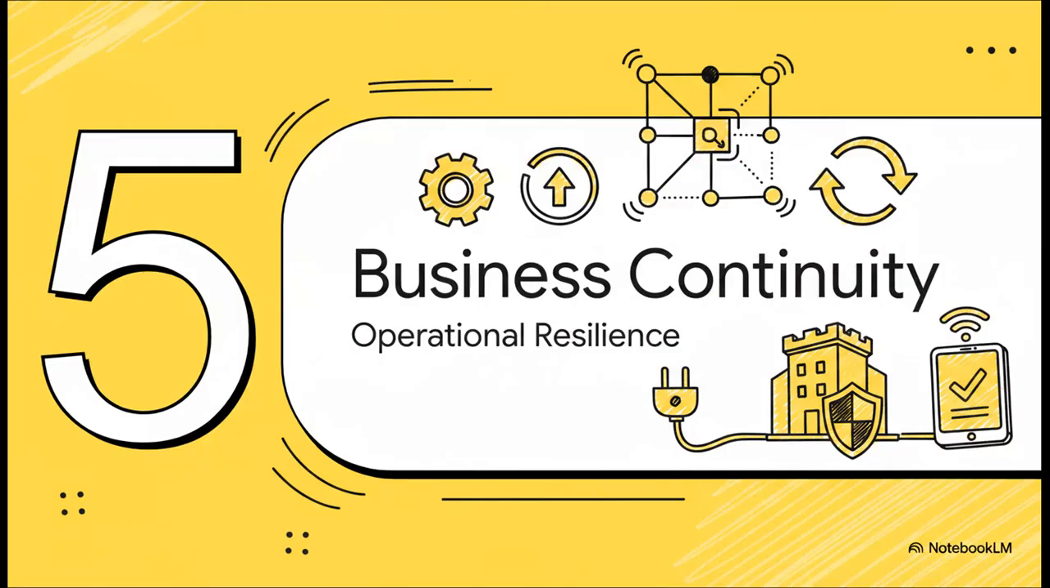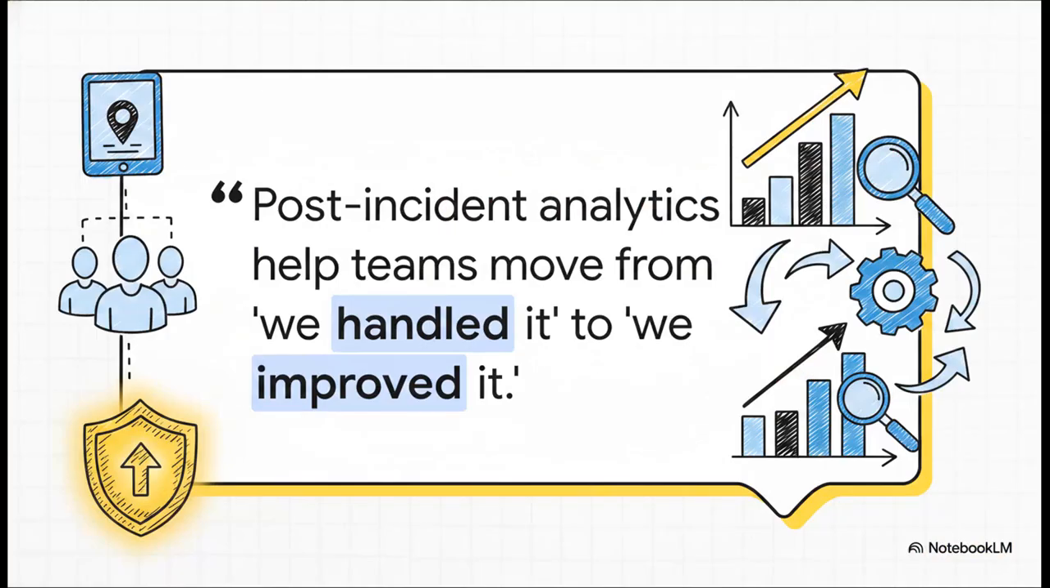Finally, Section 5. Business Continuity, Operational Resilience. There's a quote from the source material that really stands out to me. It says, post-incident analytics help teams move from "we handled it" to "we improved it." I mean, let that sink in for a second. By aggressively using post-incident data, you transform a static, reactive safety tool into a proactive, continuous improvement engine. It's all about learning, adapting, and getting significantly better every single day.